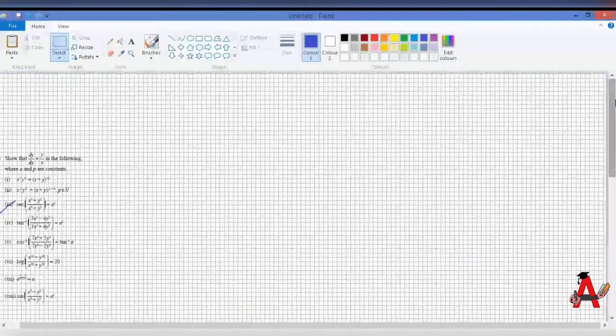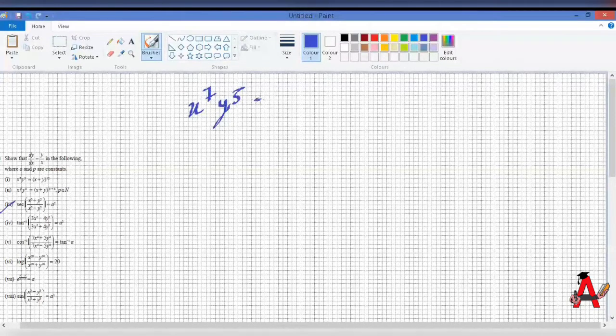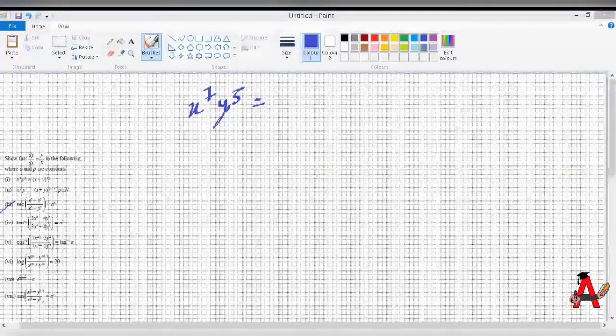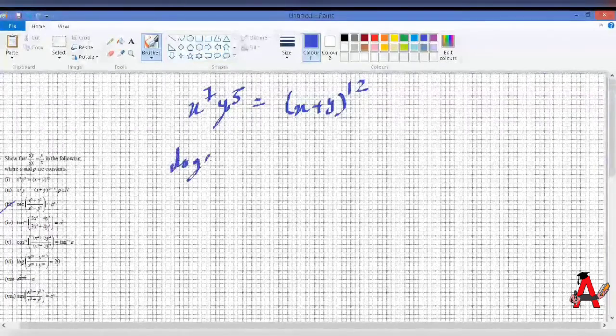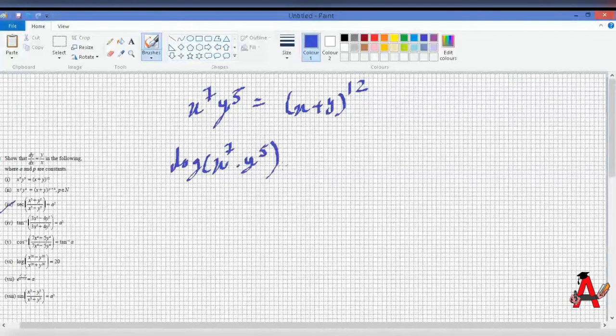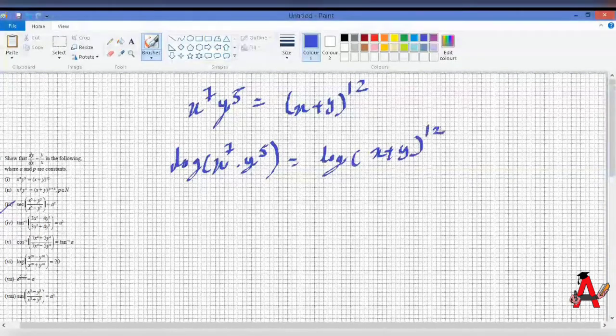First question is x raised to 7, y raised to 5 is equal to (x plus y) raised to 12. We will take log on both sides. This side will become log of x raised to 7 into y raised to 5. This will become log of (x plus y) raised to 12.